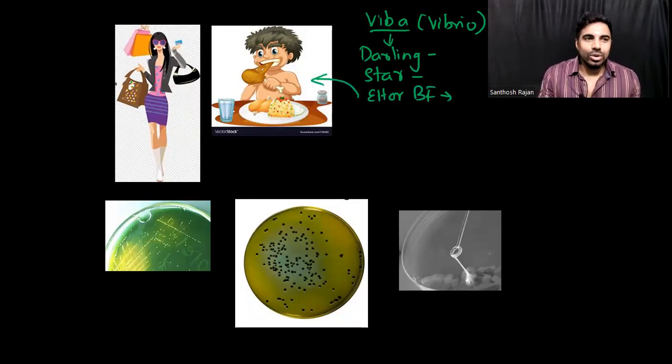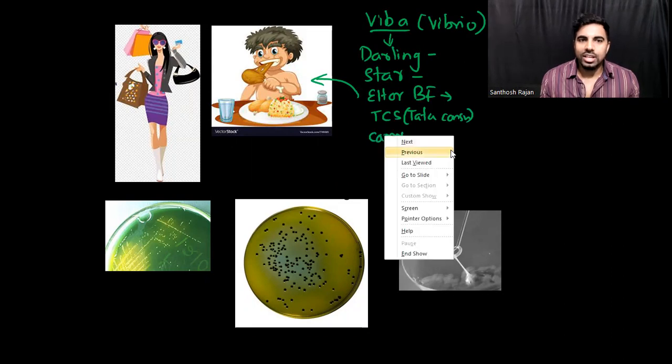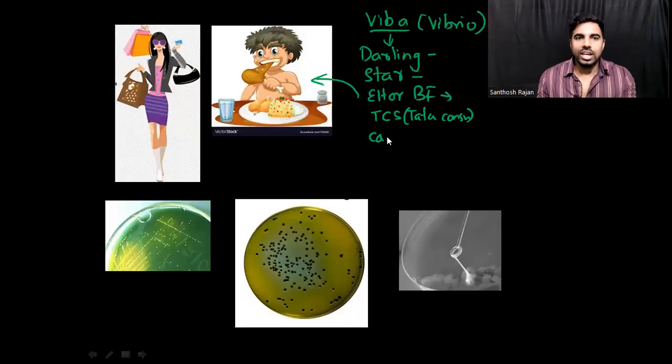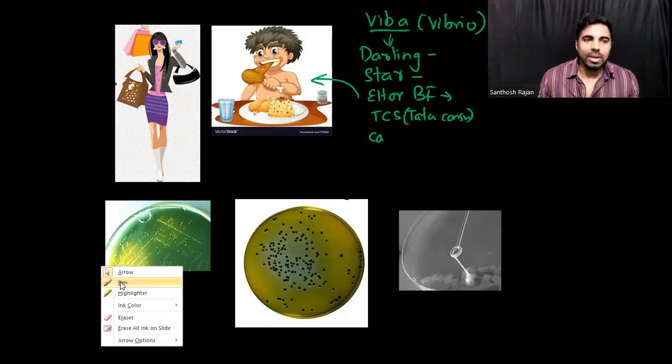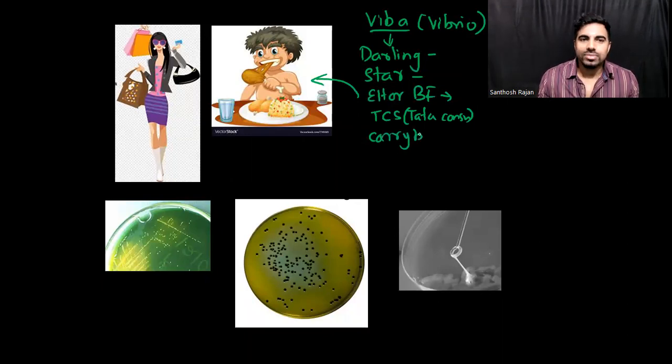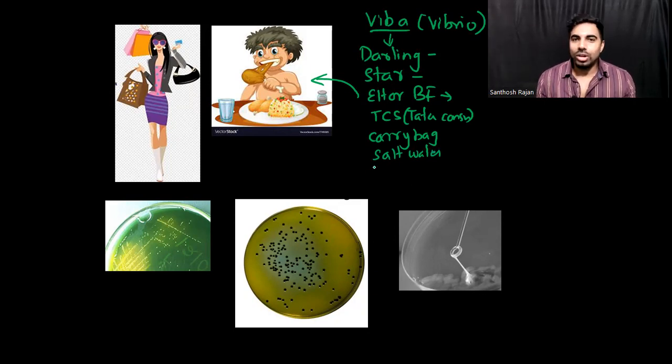And then she goes very beautifully to her office. Her office's name is TCS, Tata Consultancy. She goes to Tata Consultancy. That's her office. How does she go? She carries a carry bag with her. Under the carry bag, what is there? She has salt water. She likes salt water. I don't know the secret, but she likes salt water. Carry bag, salt water, and who drives her? Her car driver is Venkatraman. Venkat is her car driver. She's having a beautiful life.